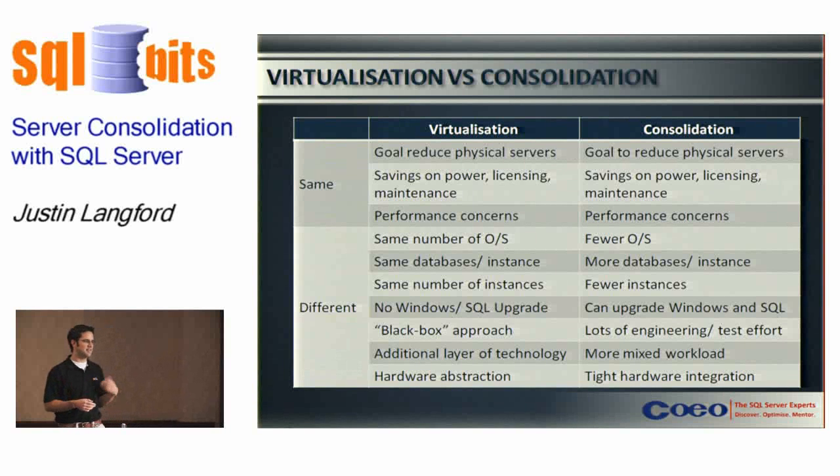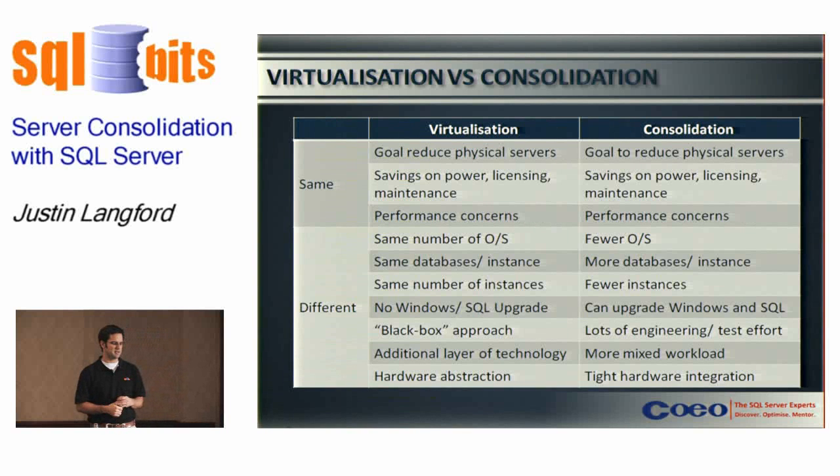We're going to be worried that in the end situation, is performance going to be as good as it is when we're running physical machines? The areas that virtualization and consolidation differ are really around the number of Windows operating systems that we're running, because with a consolidated project we see a fewer number of Windows, whereas with a virtualized environment we still have the same number of physical Windows machines running, they're just running in virtual machines. With consolidation we're going to have more databases per instance and fewer instances in the environment as we reduce those, whereas with virtualization we're almost lifting up the box and dropping it into the virtualized environment.